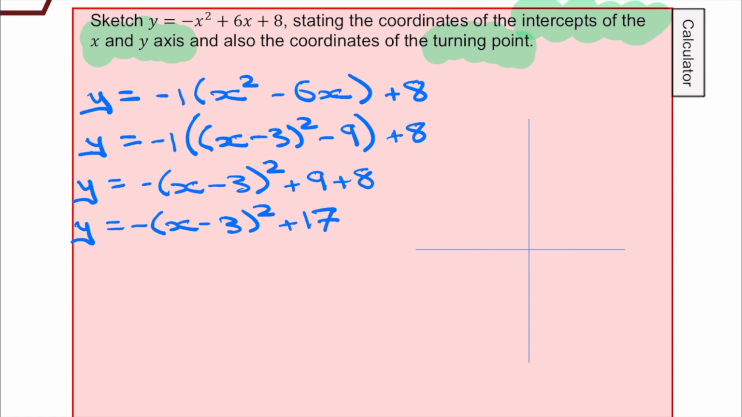Now from here, I can get my turning point straight away. I just need to make this bracket become 0. It doesn't actually matter that there's a minus sign out the front of it. I just need to think, how can I make that bracket become 0? Of course, we would need our x-coordinate to be a positive 3. Just going to write this at the bottom to save a bit of space. And then that would leave us with a y-coordinate of 17. So our turning point this time is actually (3, 17).